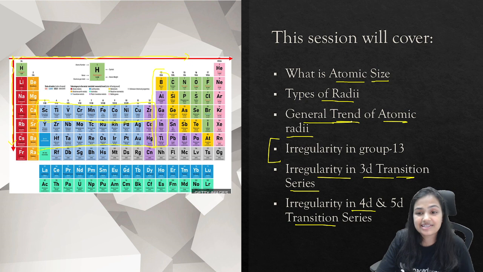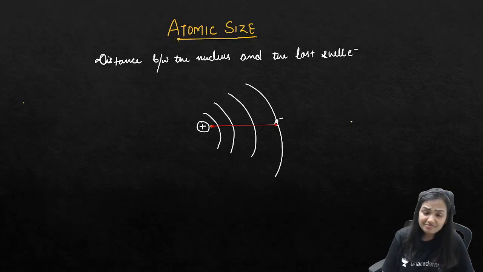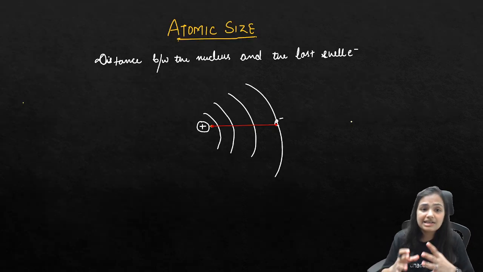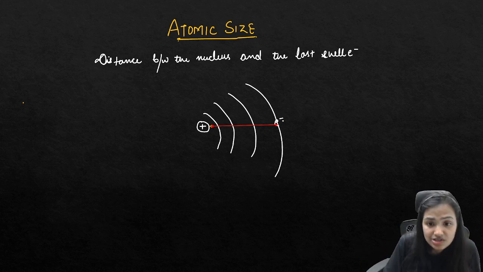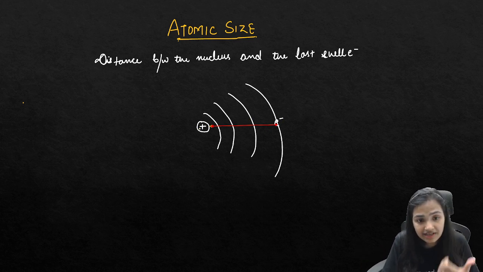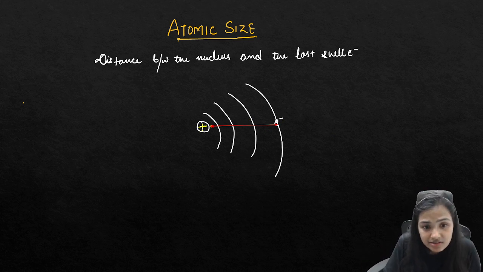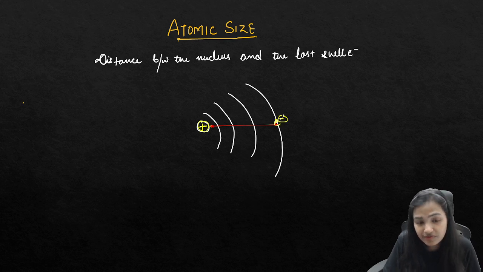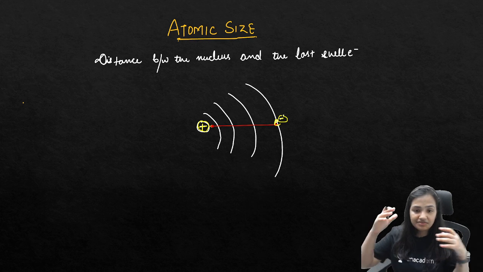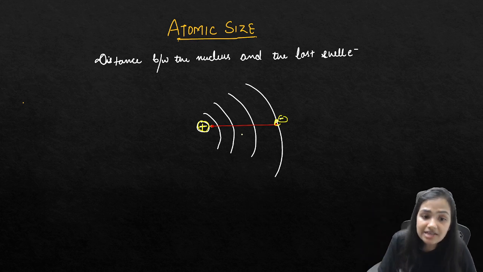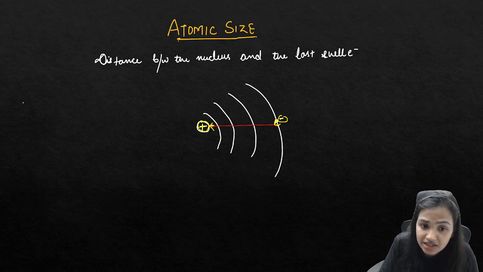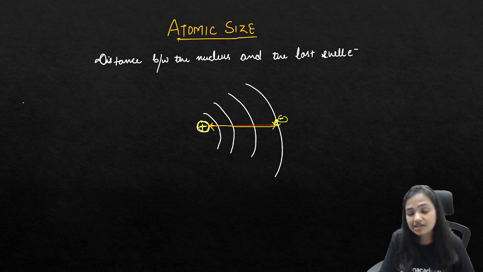So let's start with this session, guys. The first point: what is atomic size? The size of an atom can be defined by the distance between the nucleus and the last shell electron. We do have so many electrons in different shells, but the size of an atom can only be determined by the distance between the nucleus and the last shell electron.